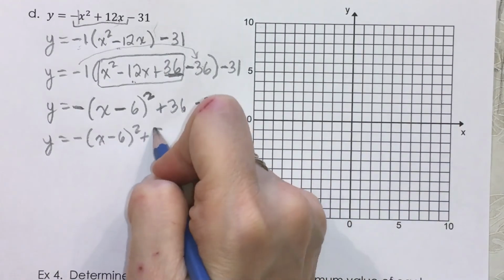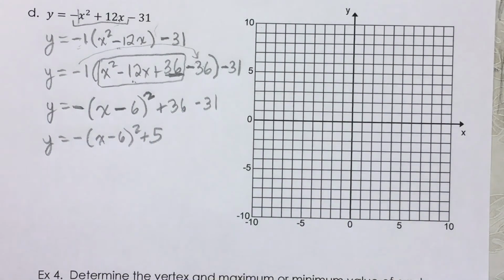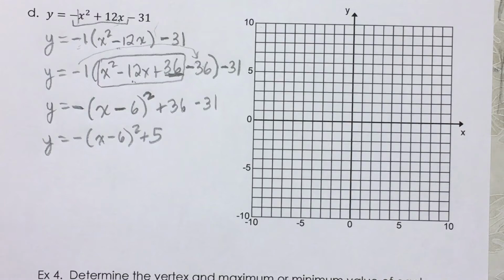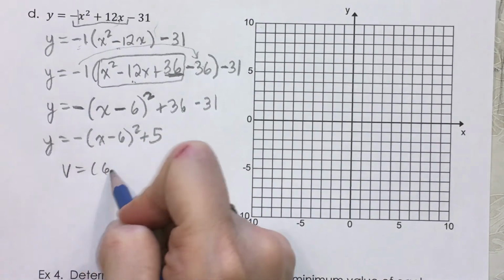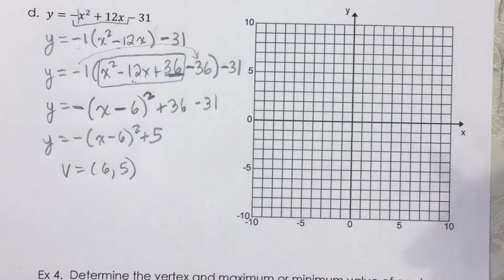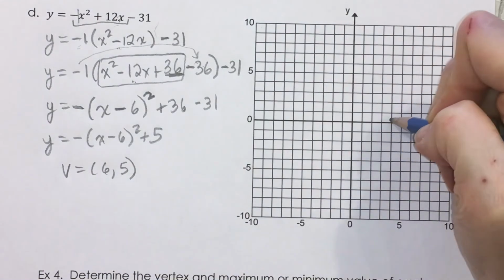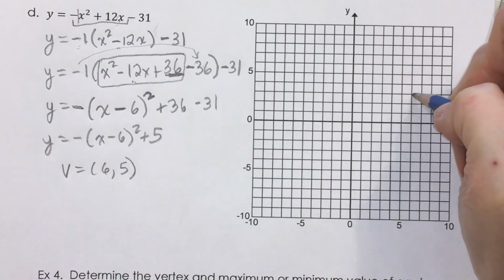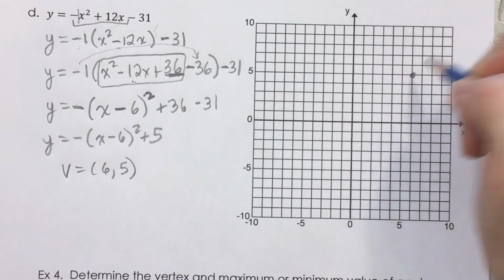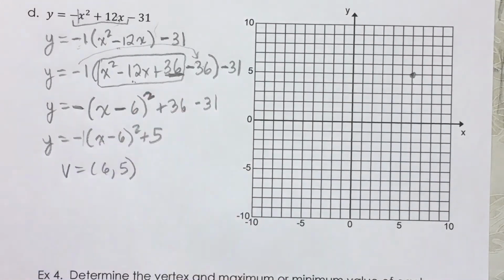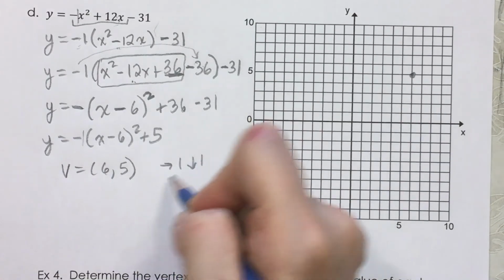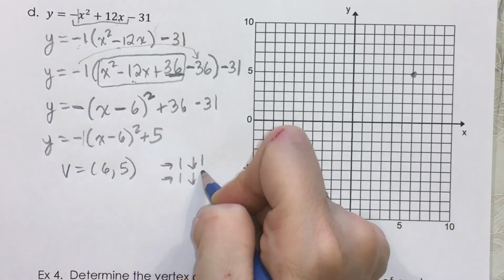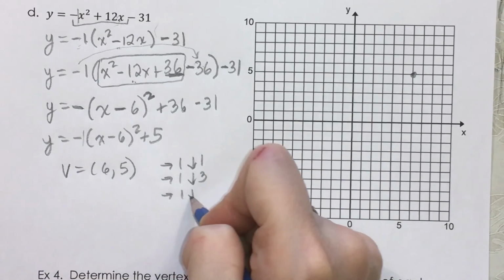So that's going to give me plus 5. So now we've successfully put it into vertex form. So our vertex is 6, 5. 1, 2, 3, 4, 5, 6. 1, 2, 3, 4, 5. And my step number is negative 1, really. So it means I'm going over 1 instead of up, I'm going down 1. Over 1, down 3. Over 1, down 5.